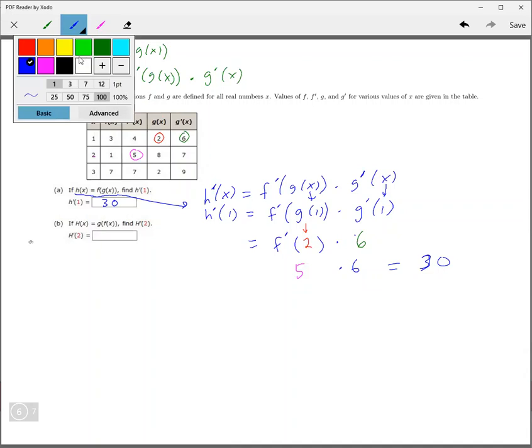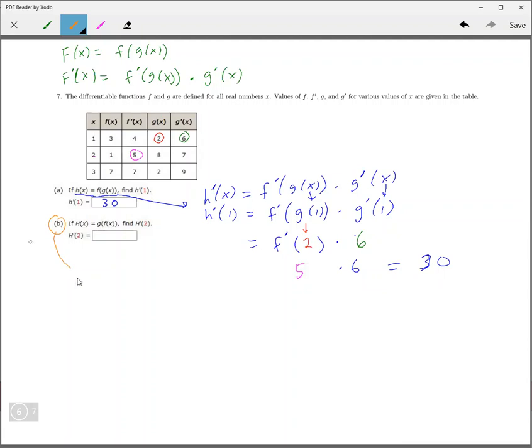Okay, now we have the second part. Capital H is g of f of x. So the order is switched around. It's still the same formula. You can still apply the same formula. g is the outer function and f is the inner function. So it's the derivative of the outer evaluated at the inner times the derivative of the inner function. And then it wants us to find h prime of 2.